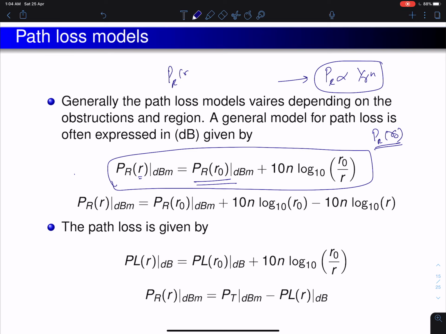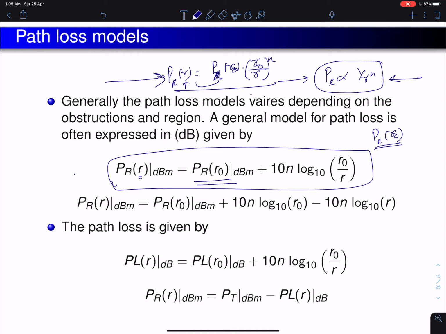So Pr of r at a distance r is simply given by, if you know the received power at r naught, it's going to be r naught by r the whole power n. This result makes intuitive sense because at r equal to r naught, this power will be equal to the power at the distance r naught. At any distance after that, it's going to roll off as 1 by r power n. So this is satisfying this equation.